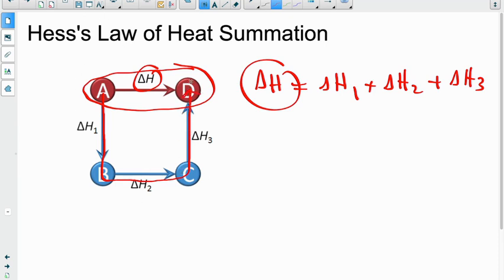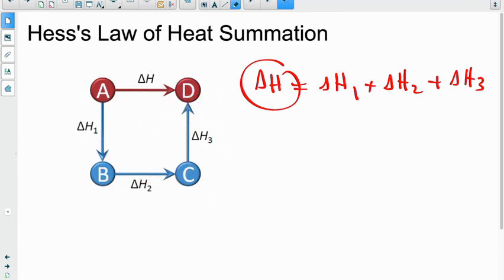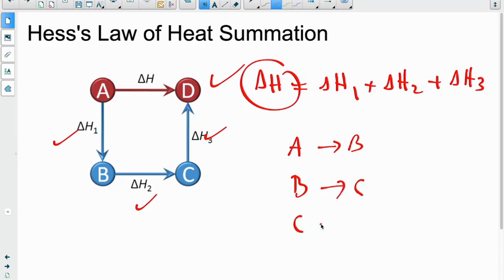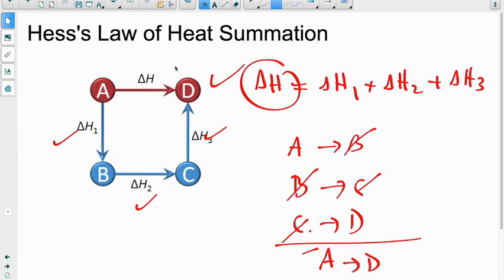Now, this is what we call an energy cycle, and that's what the Born-Haber cycle is. So keep in mind that in order for this to be true, these reactions must add up to give you the overall equation. If I write A goes to B, B goes to C, and then C goes to D, and I add these, canceling the like terms just like we did in Hess's law, you will end up with A goes to D, which is my target equation. This must be the case in order for this to be true.